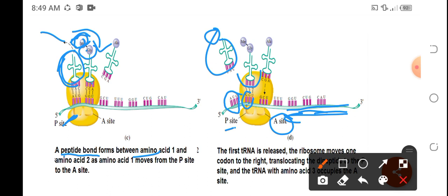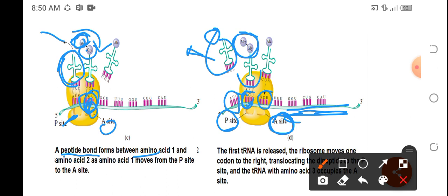So kung kanina si GGU ay nasa A site, pag nag-form ng linkage, nag-form ng peptide bond ang mga amino acid at natanggal na yung unactivated tRNA, this second codon will now move from A to P site. Para yung third codon naman ang itra-translate dito sa A site.